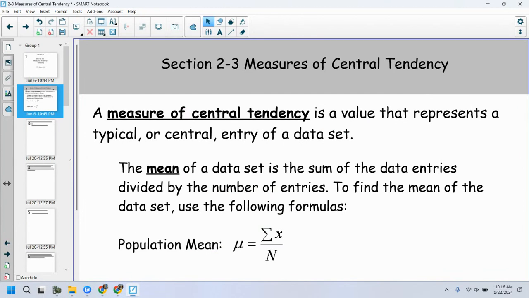The first one we're going to talk about is the mean. The most widely used measure of central tendency is the mean. The mean of a data set is the sum of the data entries divided by the total number of entries. It's the average, right? To find the mean of the data set, use the following formulas.